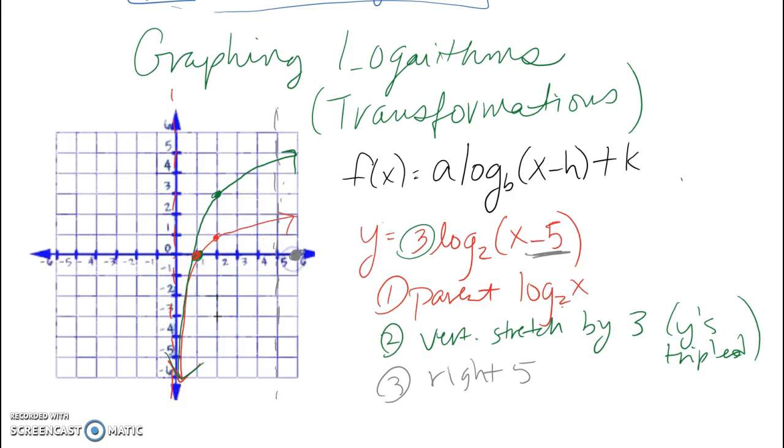And I was a genius, wasn't I? Because now I'm out of room. This one, I need to move right 5. I just ran out of room, but if I continued my grid, this green point, right 5, would be here. And then I can play connect the dots right here.